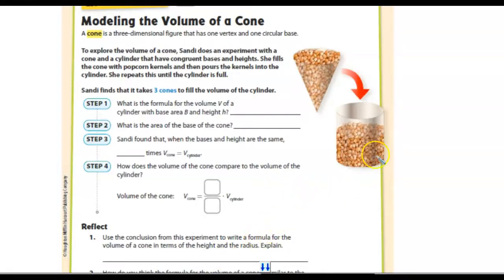Okay, so you were able to see that they took all the popcorn seeds from the cylinder and they filled 3 cones. So that means that the volume of this cylinder was divided into 3 cones. So if I know that the volume of a cylinder is the area of the base times the height of the cylinder, I can take 1/3 of it, and that's going to equal my cone. Okay, so that's how we got our formula.